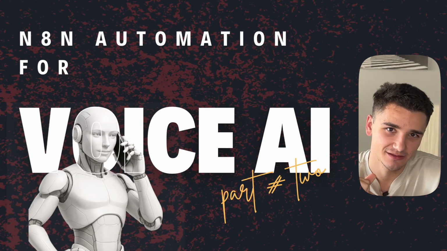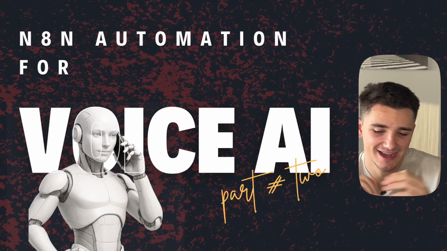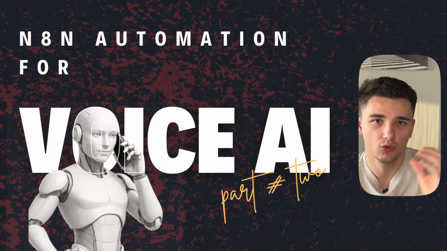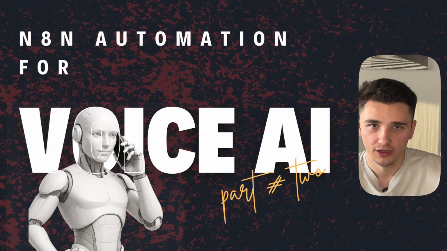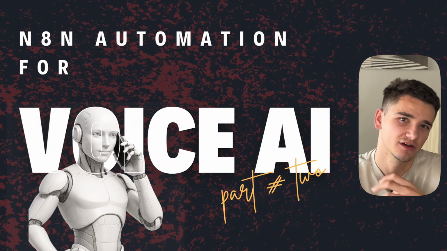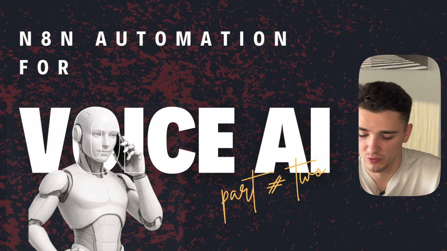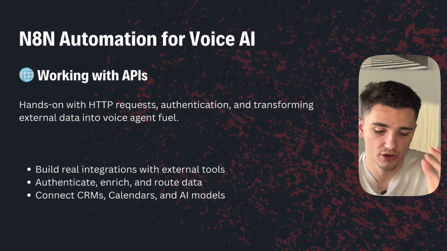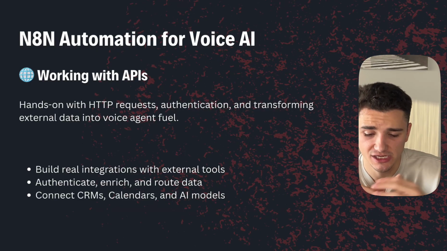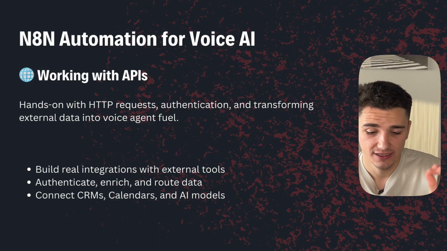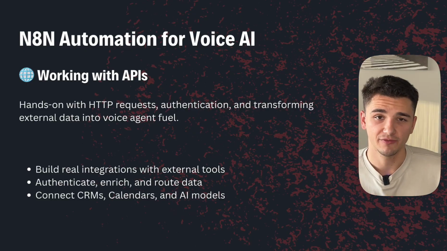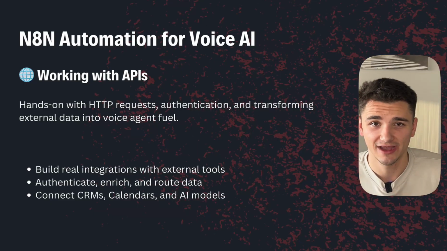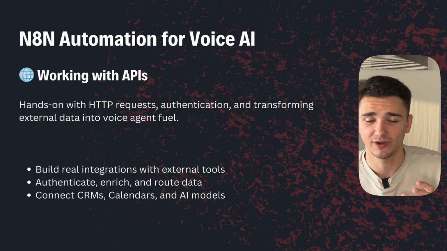Welcome to the second part in a 3-part series for n8n automation for voice AI. In this part, we are going to be going through working with APIs, really the core components when it comes to pulling different data sources from different platforms and web applications. So as I mentioned, we'll get a hands-on approach here with working with HTTP requests, authentication, and transforming external data into voice agent fuel. We'll be able to build real integrations here with external tools, authenticate, enrich, and route our data between workflows and between segments.